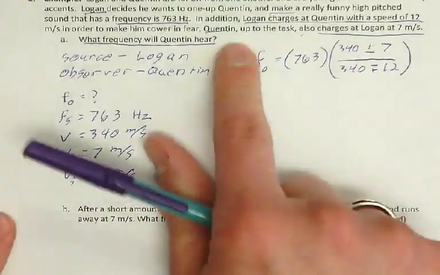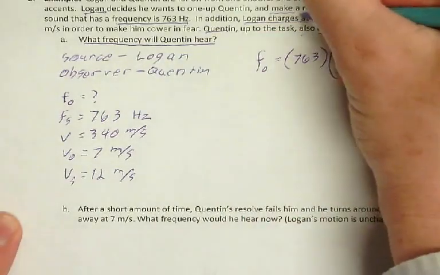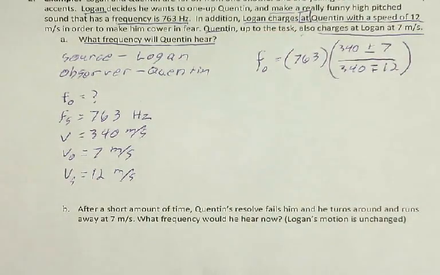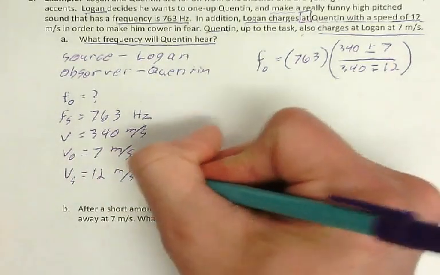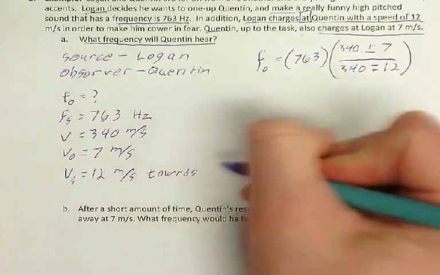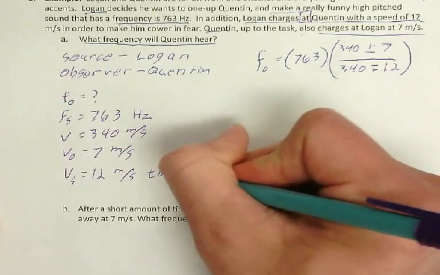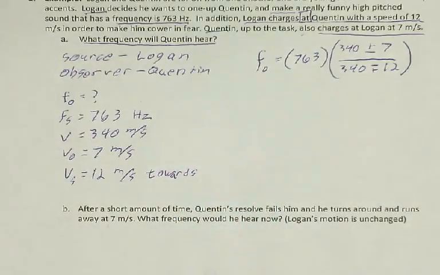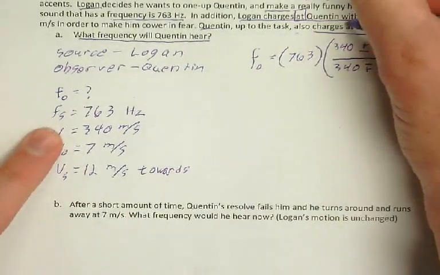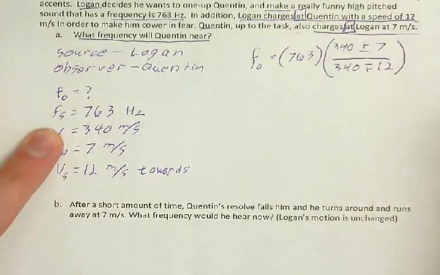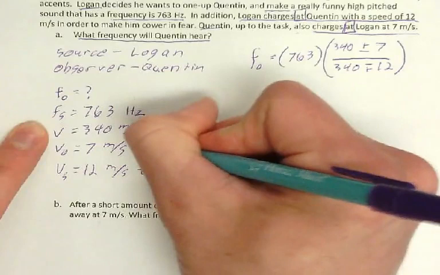So it says Logan charges at Quentin. At means towards. So VS is towards. And I'm just going to write that on my paper. And I'm even going to spell it right. Okay, so he is going towards. The source, Logan, is getting closer, so it's towards. Okay? Then it says Quentin is up to the challenge, also charges at Logan. So he is also going towards.